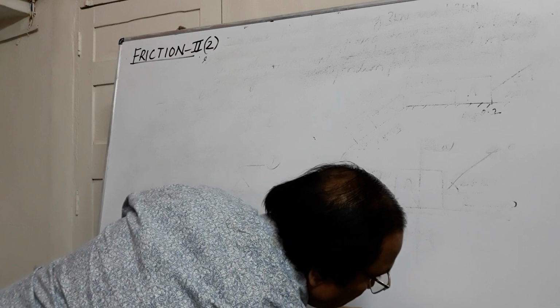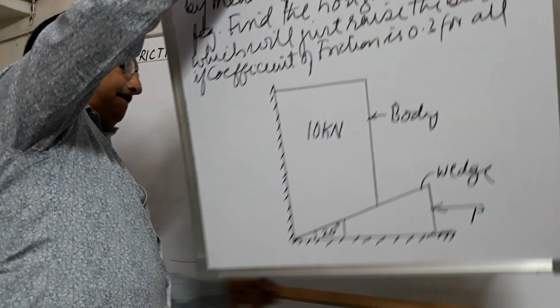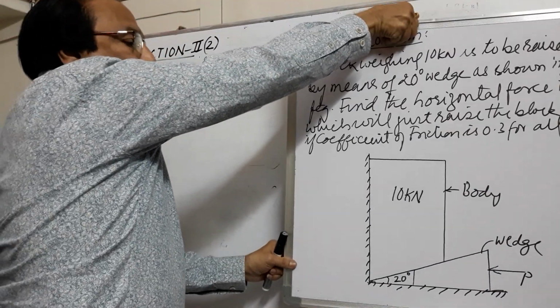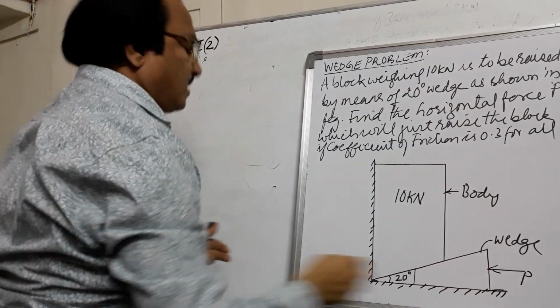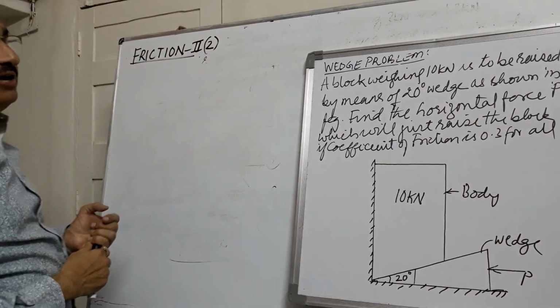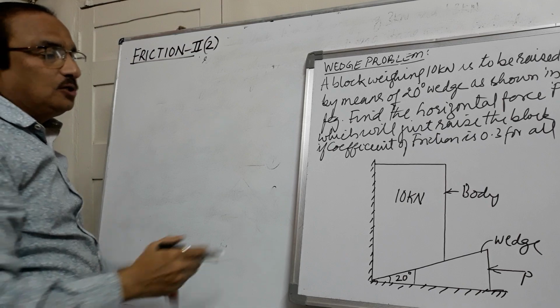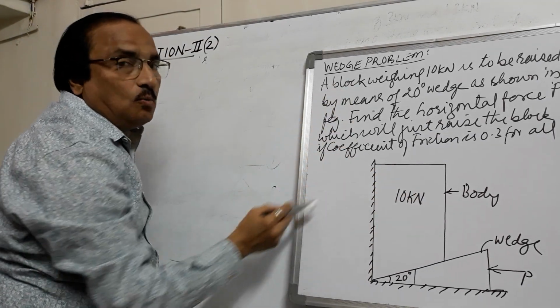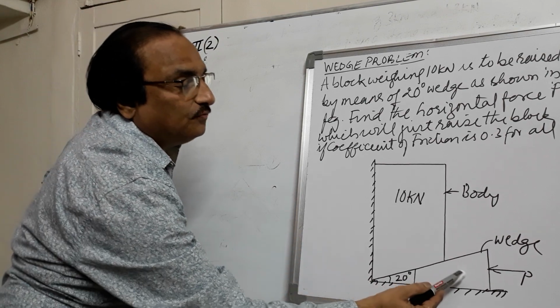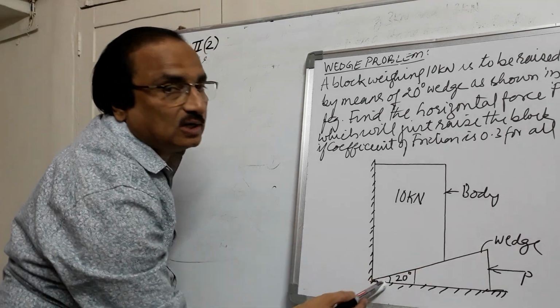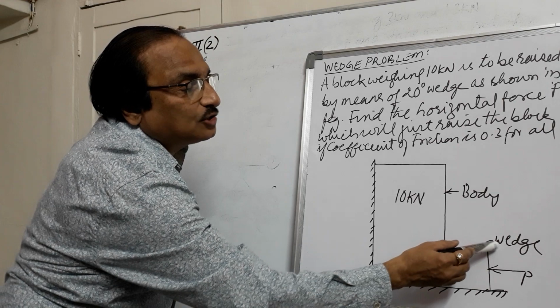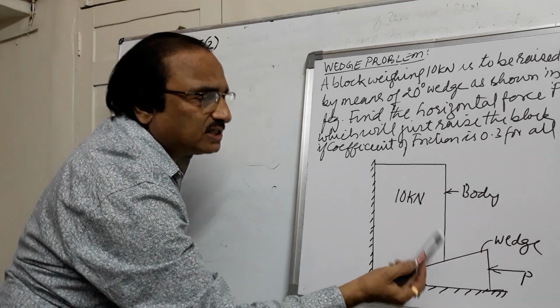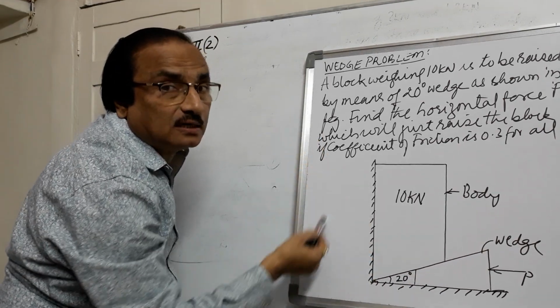We will see another problem, what we call as the wedge problem. Now here if you see this figure, this is a body. I want to lift this body against the wall. So for doing that, we use a small piece which is triangular in shape. This piece is known as wedge. The weight of the wedge is negligible compared to the body that it will be lifting.